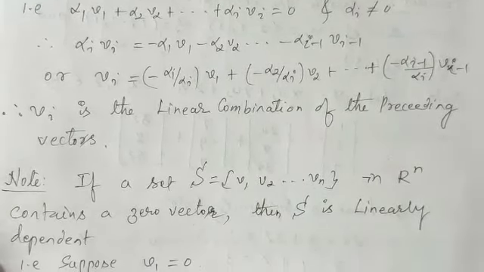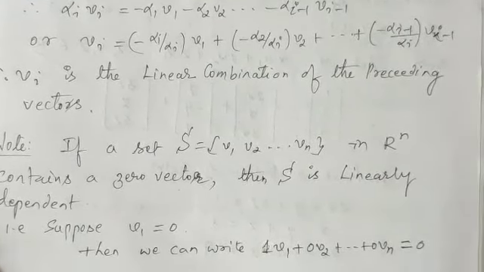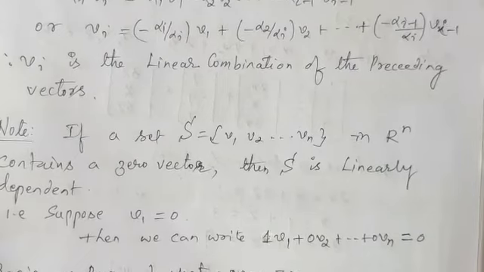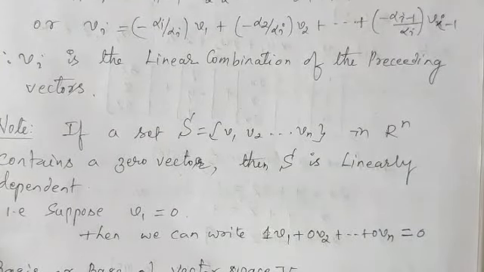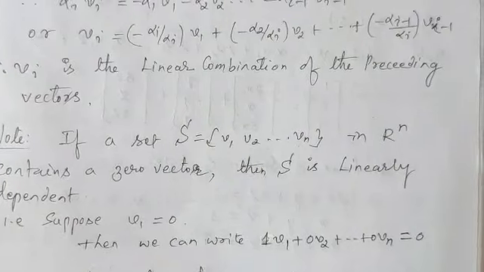If some of the vectors, say V1, is a 0 vector, then we can write the combination like this: 1 into V1 plus 0 into V2 plus, etc., plus 0 into Vn is equal to 0. Then we can see that all the coefficients are not 0. So therefore the set of vectors is linearly dependent, because 1 into V1 is 0, 0 into V2 is 0, etc., 0 into Vn is also 0. So that means the sum is 0, but all the coefficients are not 0. The coefficient of V1 is 1. So therefore they are not linearly independent, which means they are dependent.